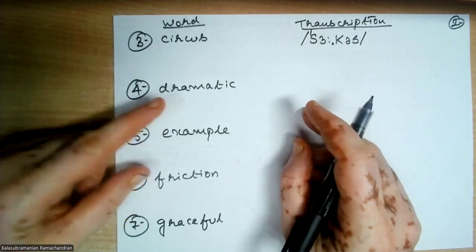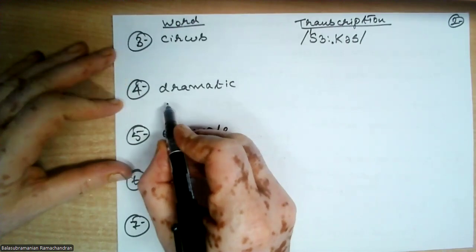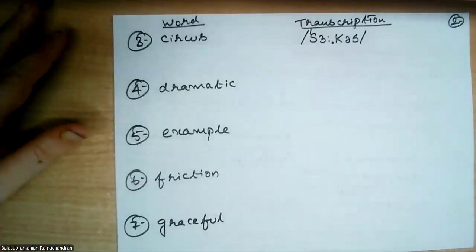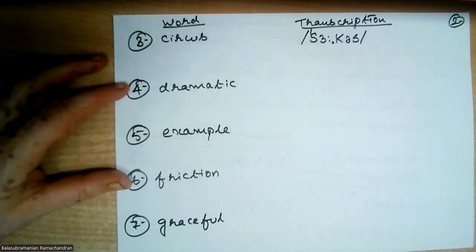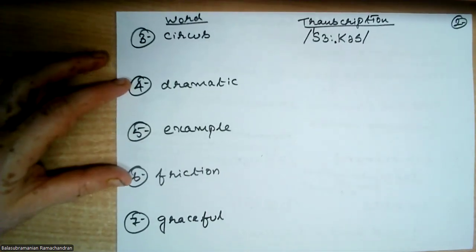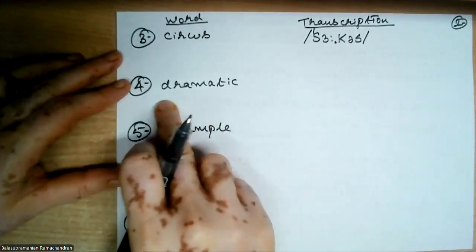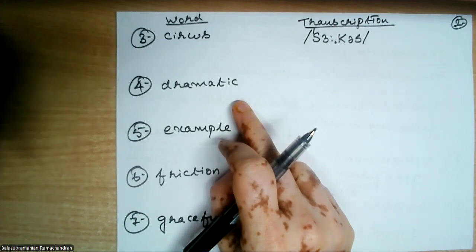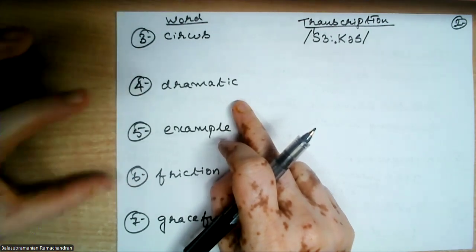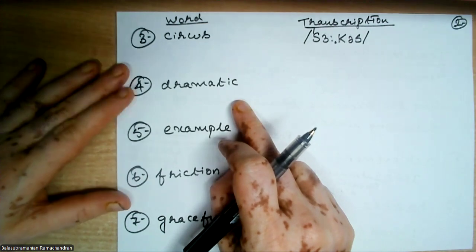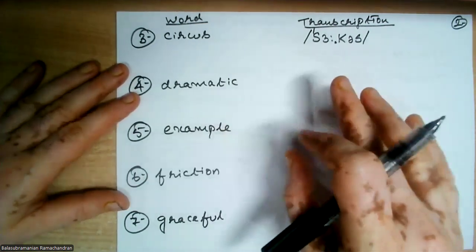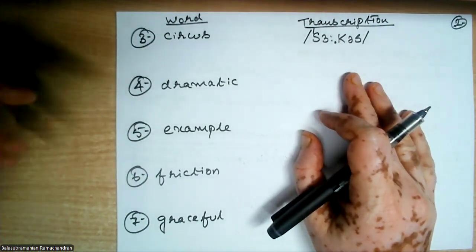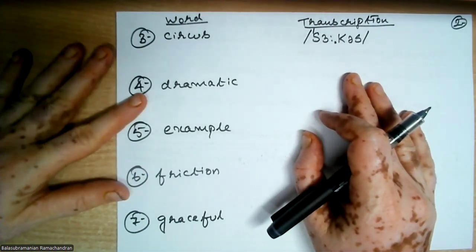D-R-A-M-A-T-I-C. That is D-R-A-M-A-T-I-C. By the way, people, please forgive my handwriting. My handwriting is like this. I've done my best to make it as unambiguous as possible. That's why I'm spelling it out. So if you have any problems, please listen to the spelling and write the word more clearly in your notebook. Please use a notebook for this, so that you can use it for quick reference just before the examination.